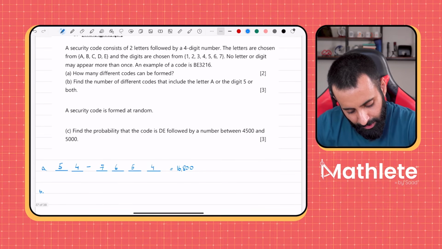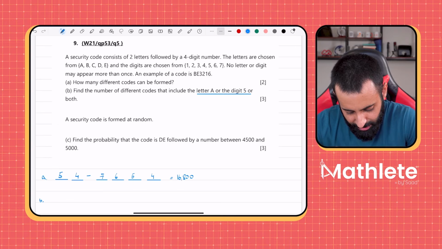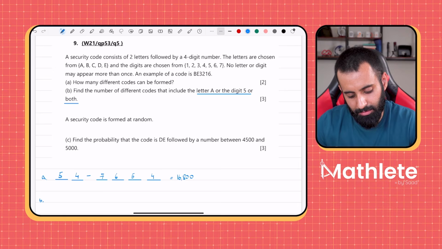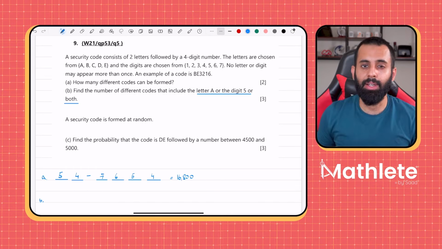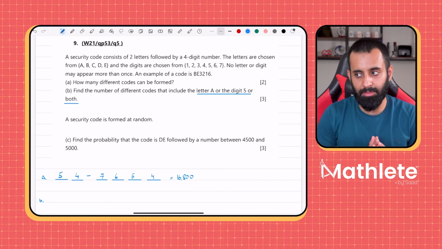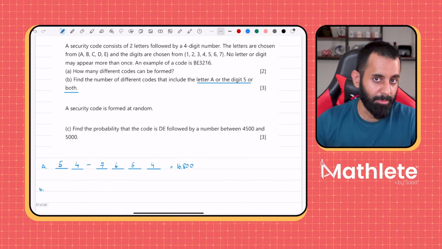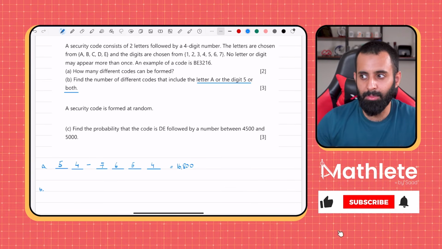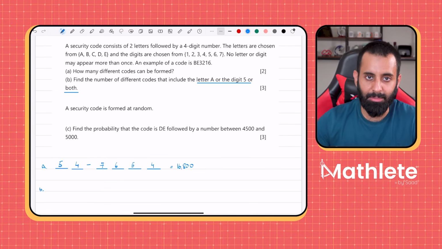Now, part B. Part B says, find the number of different codes that include the letter A or the digit 5 or both. Okay. Now, instead of finding out the number of different codes that include the letter A or include the number 5 or even both, it'll be easier if we find out the opposite. That means we find out the total number of codes that include neither A or 5, okay? And we subtract that from the total, okay? It's like the probability of winning at least one match will be equal to 1 minus the probability of losing all the matches, okay? So we find out the exact opposite and we subtract that from the total.